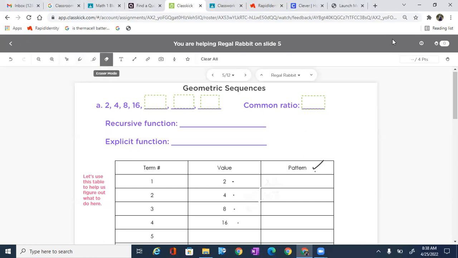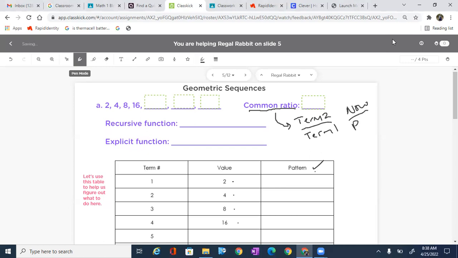But as we do this, we want to understand how we are going to do this if the numbers were a little bit different, or a little bit more complicated. So what we do is we find the common ratio. And when we find the common ratio, that is term 2 divided by term 1. That just simply means we take the term that we have now and we divide it by the one that is previous to it, okay?